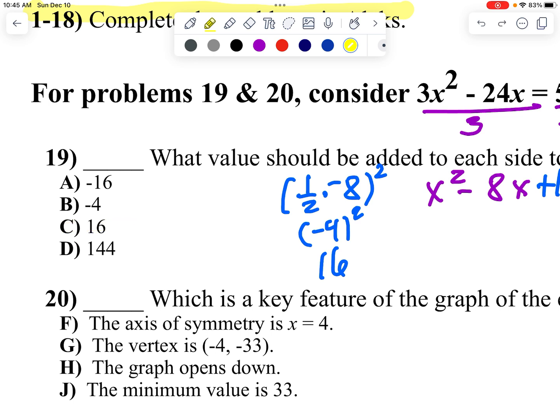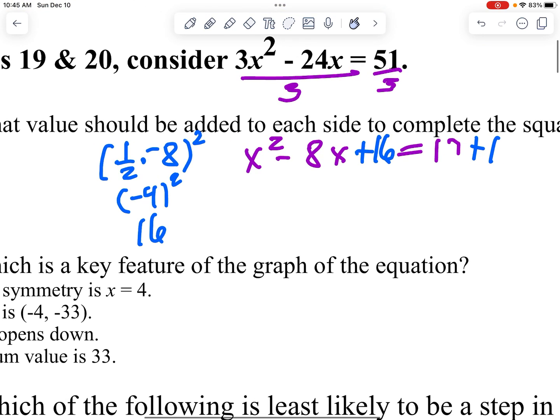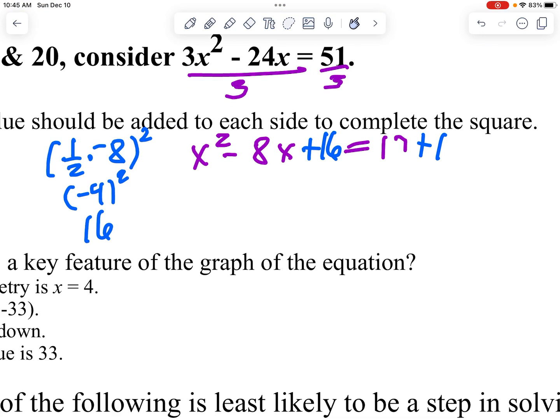Whoops, I had the wrong one. I want my highlighter there. There we go. So choice C is question 19. Now we want to know which of these key features the graph is going to have. Well, let's finish completing the square here.